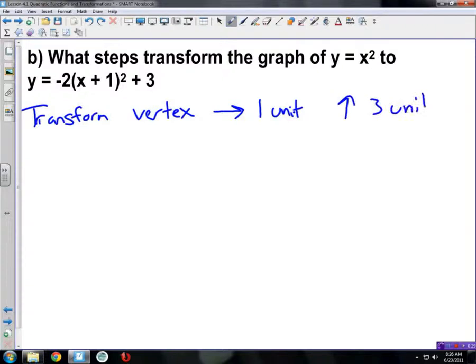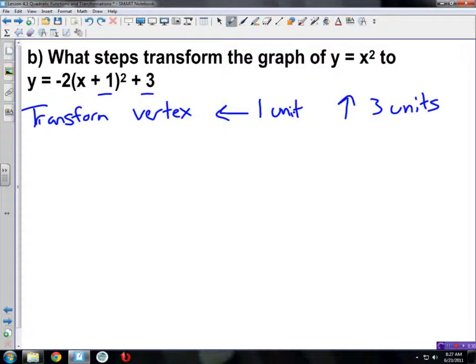Okay. So that's pretty easy, right? I got that from here and here. Oh, that's not to the right, that's to the left. All right, to the left. My bad. I'm sure you guys caught me on that one, so that's good. To the left, 1 unit. Up 3 units.